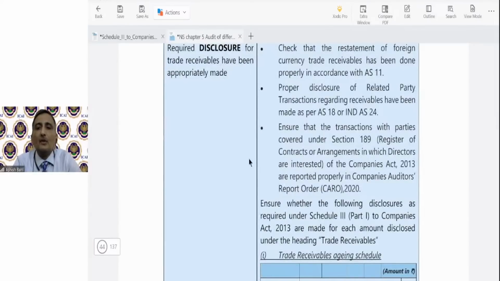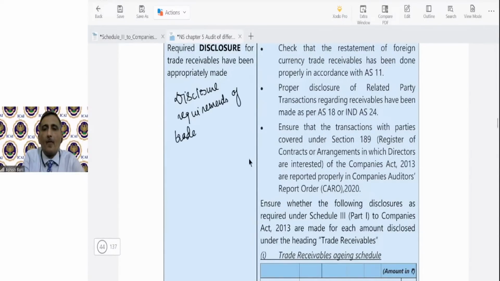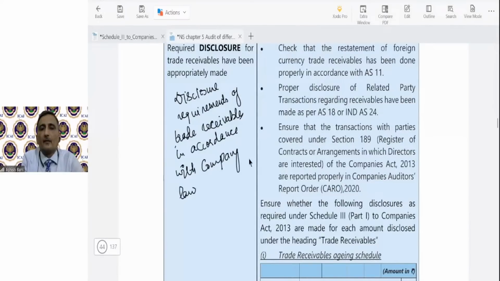So now we come to the disclosure requirement of trade receivables as per the Companies Act. Disclosure requirements of trade receivables in accordance with company law provisions and Schedule 3.